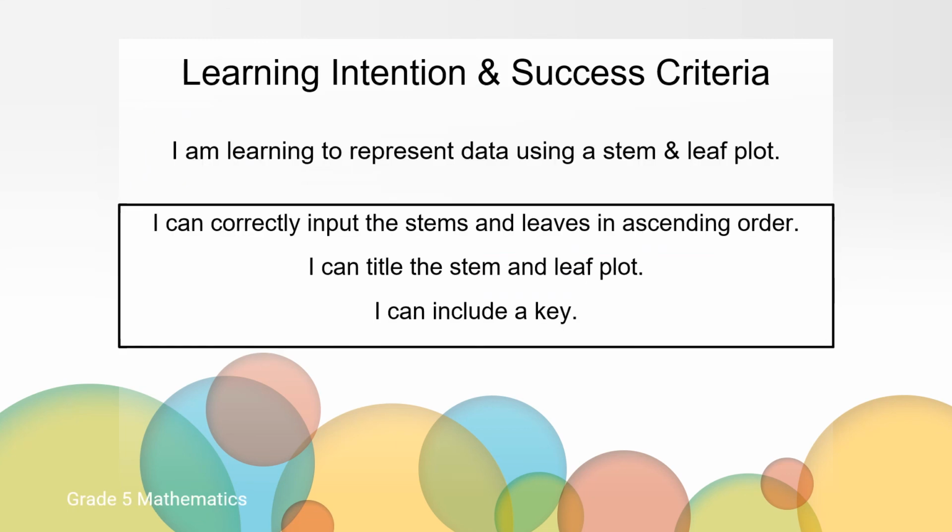How did you do today working towards our learning intention? As I read each of the success criteria for today, use your thumb to reflect on where you are in your understanding. Give a thumbs up if you feel like you got it, a thumb in the middle if you're still practicing, or a thumb down if you need help from a teacher or someone at home. I can correctly input the stems and leaves in ascending order. I can title the stem and leaf plot. I can include a key.